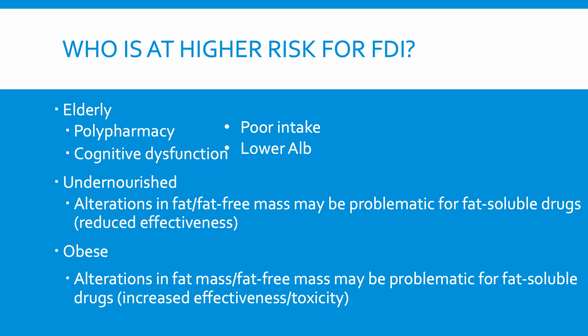People who are undernourished will have alterations in the amount of muscle versus fat mass that they have. And if a drug is a fat-soluble drug, then that lack of fat mass may result in a reduced effectiveness of the drug. And then in obesity, of course, we would see the opposite effect, right?